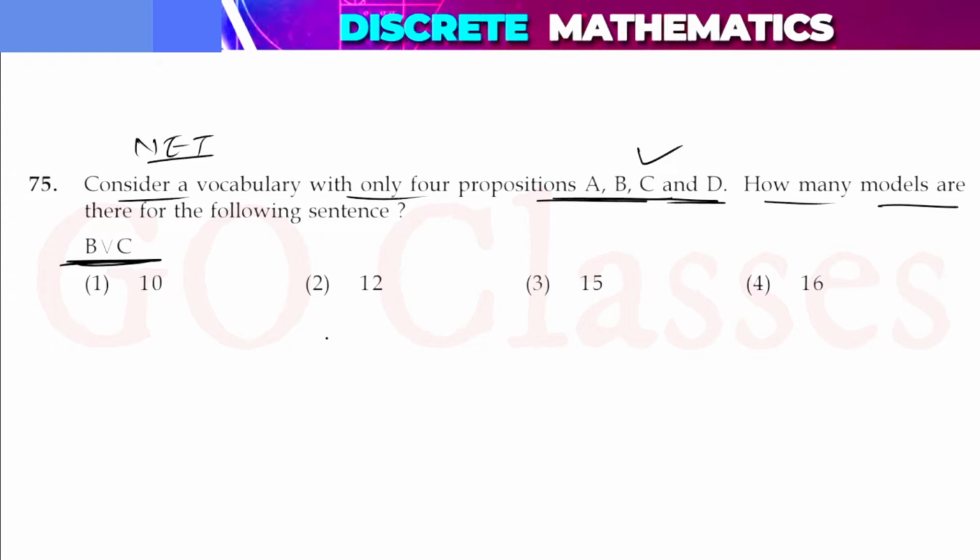Yes, Naim, that is correct. If we have n propositional variables, then there will be total 2 power n interpretations. And out of those interpretations for which our formula will become true, those will be called models. Now what will be the answer for this question?